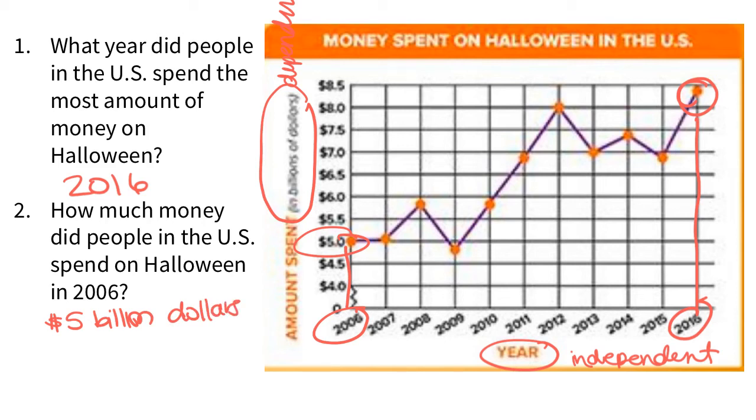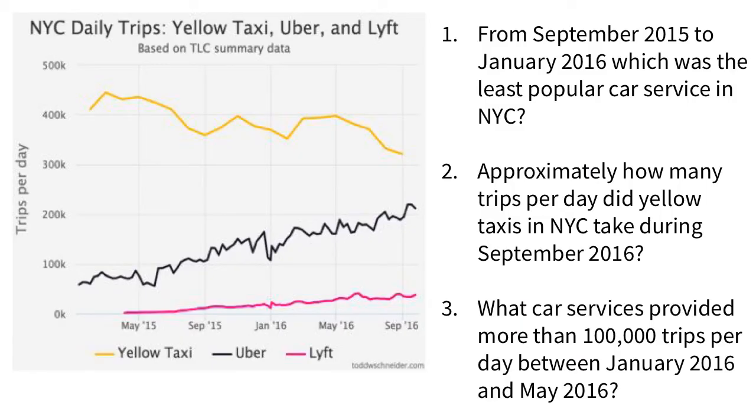Wonderful. You could also write that number totally out, and it would look like this. That's how much money was spent in the United States on Halloween decorations in 2006. And we're going to look at this graph last. This graph compares daily trips in different vehicles in New York City. The yellow taxi, an Uber, or a Lyft.